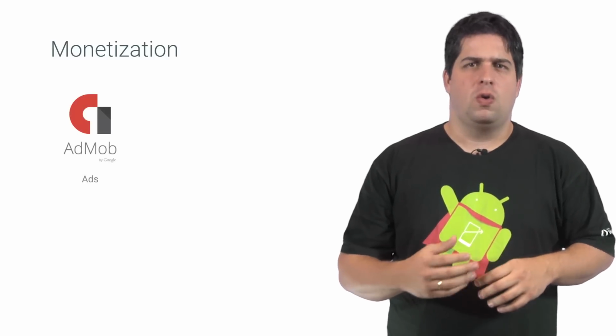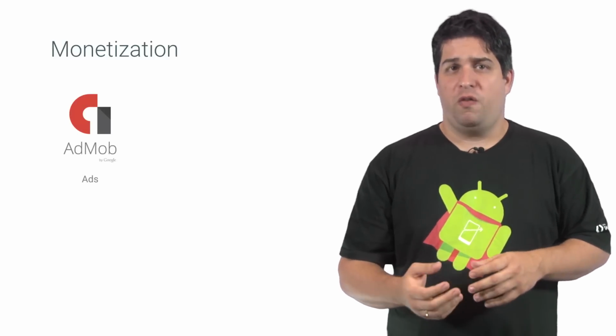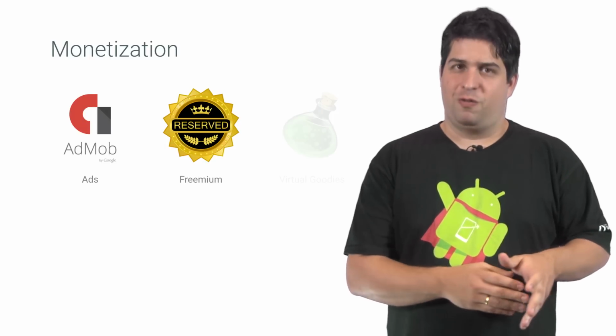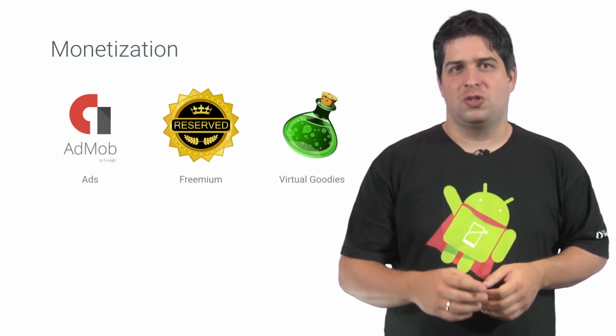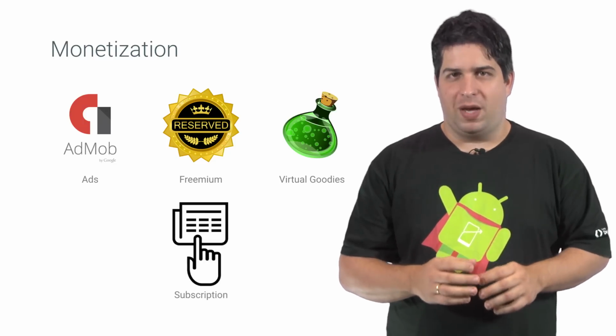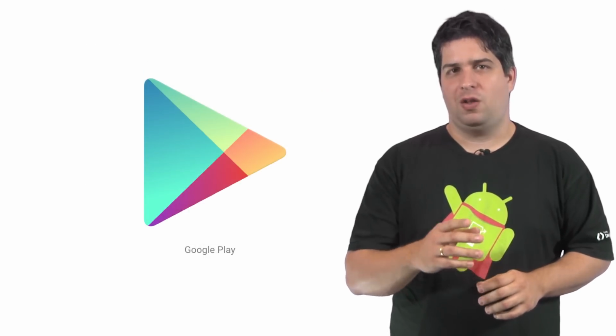There are several ways to monetize your app. You could show advertisements with AdMob, offer upgrades from a freemium version or paid premium features, sell virtual goods. Also, you could use a subscription model with your app or service. And for some of these methods, you can use in-app billing to collect your money.